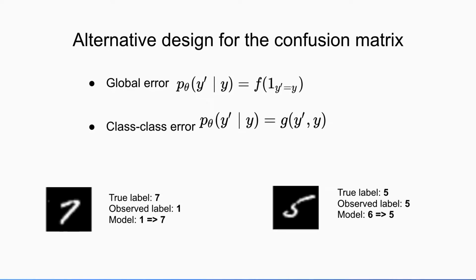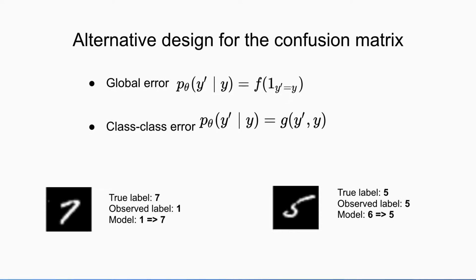So we can have different choices for this matrix. The first one, that's the most simple and the most obvious, is to say, okay, we're going to model the error process as being dependent only on the fact that the true label and the observed label are the same. So this is what we call the global error case. Or you can do something that's a bit more broad and say that the error process when you label the observed label with the true label is a function of y and y prime.